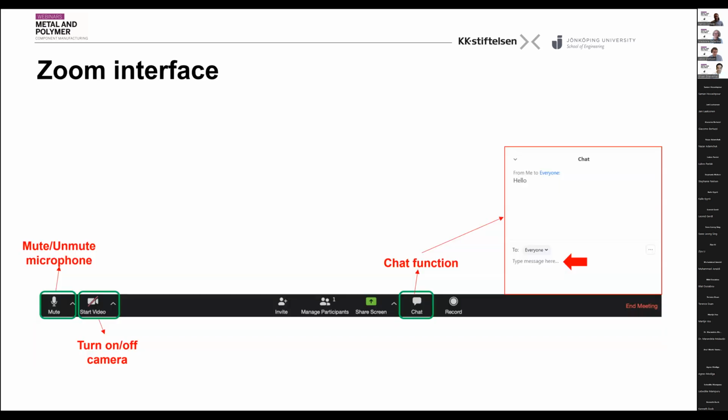For those who don't know Zoom, I think we all know because of the pandemic, we all became experts in Zoom, but just in case, this slide shows you where you can find how to turn off or on your microphone, and how to turn off or on your camera. And if you have questions, how to raise the questions in the chat. You can send the questions either to everyone or to myself or Madeleine, and we will take care of it.